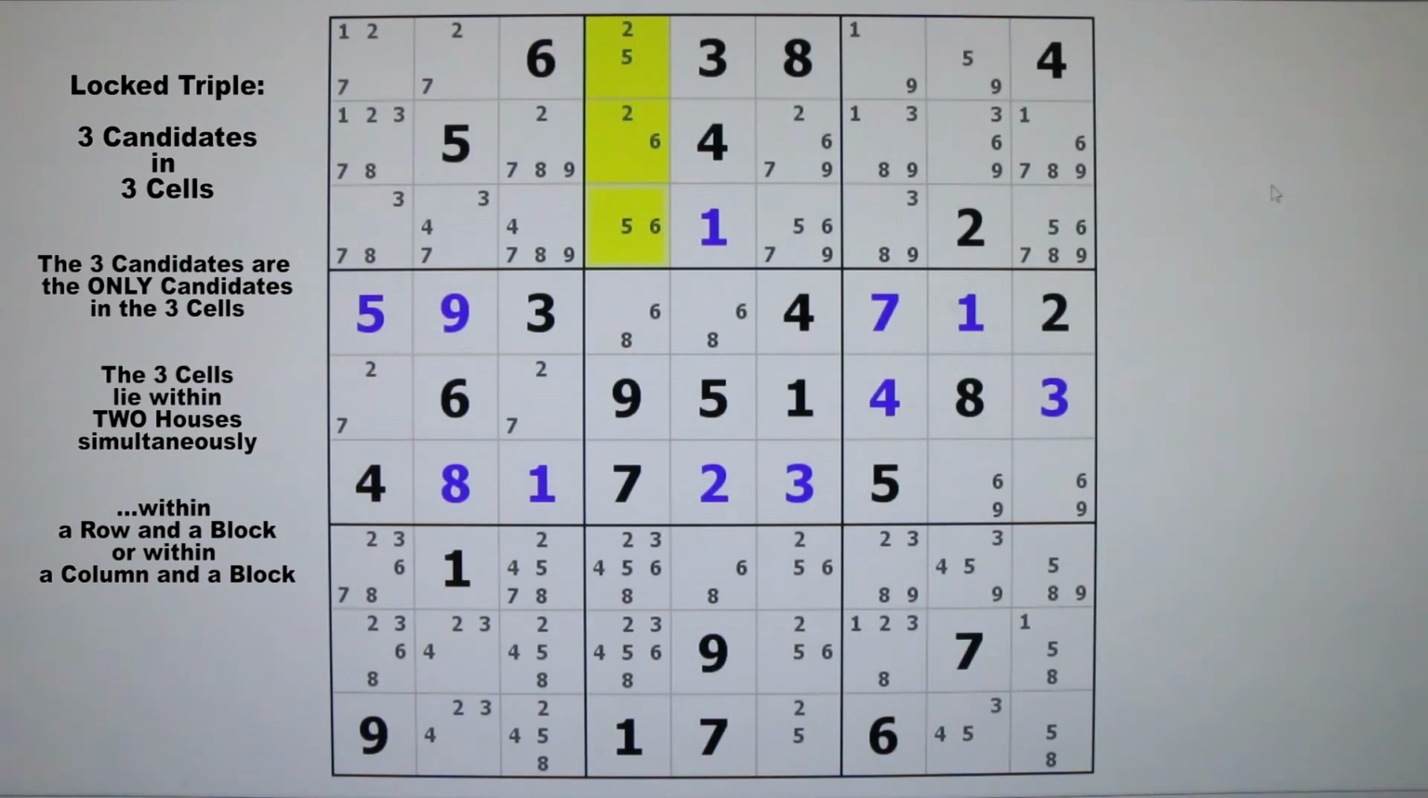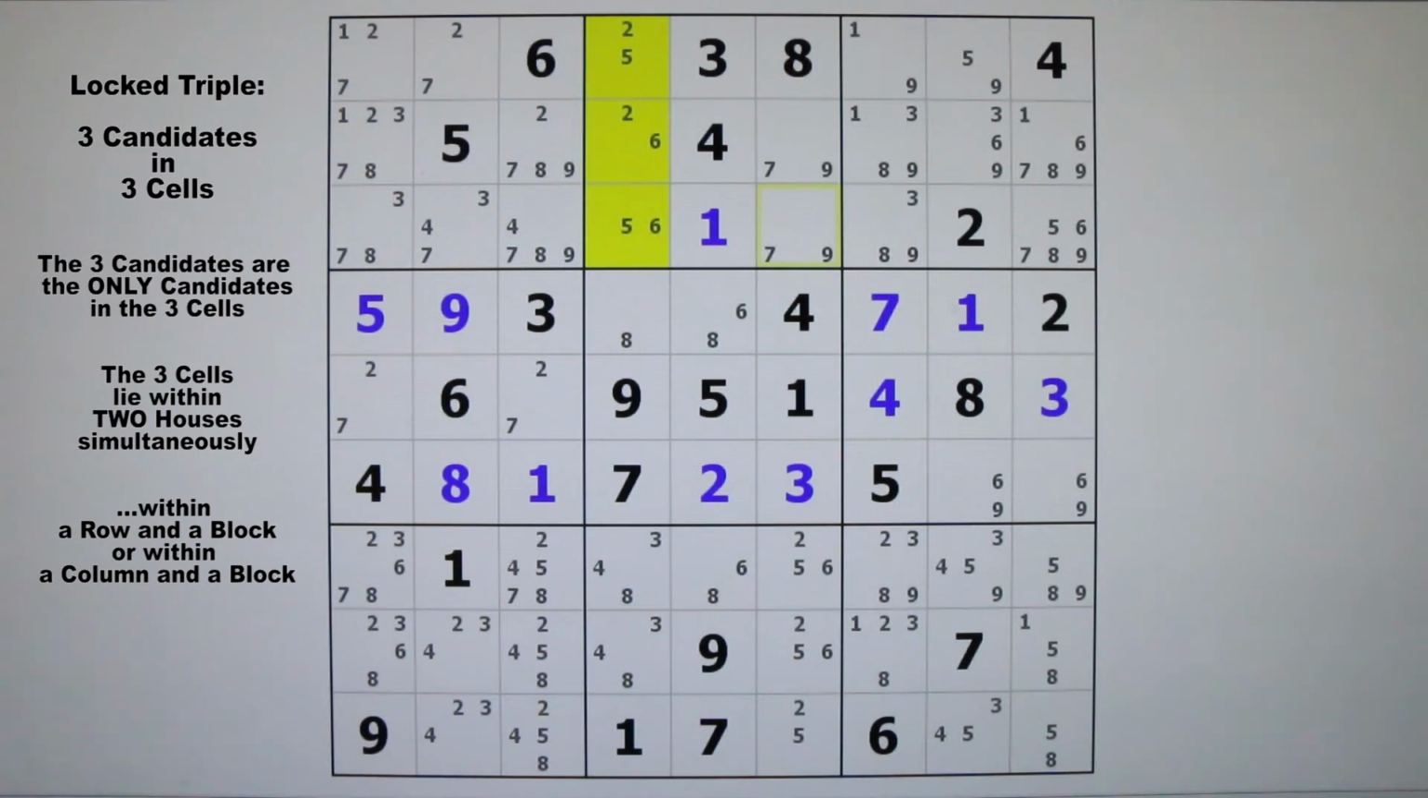Here we've got a naked triple of 2, 5, and 6, and this is one of these A, B, A, C, B, C types where there's only 2 candidates in each cell, but nevertheless, that is a naked triple, and it's a locked triple because it's in column 4 and block 2. So going down the column, we can eliminate the 6, the 2, the 5, and the 6, the 2, the 5, and the 6, and in the block, we can eliminate 2, 6, 5, 6.